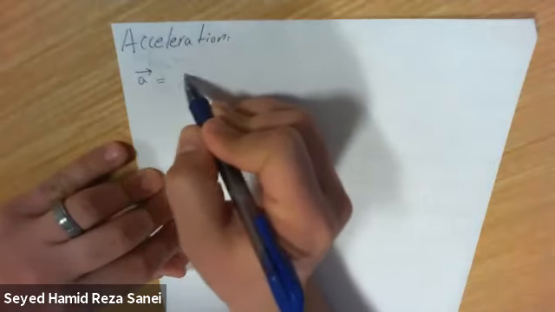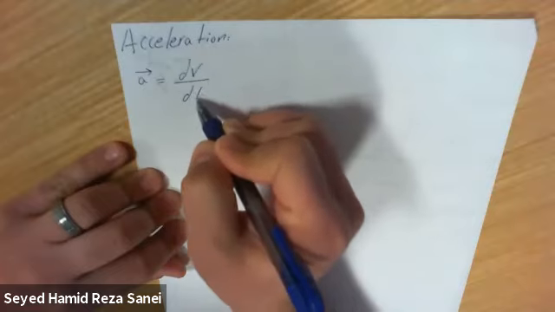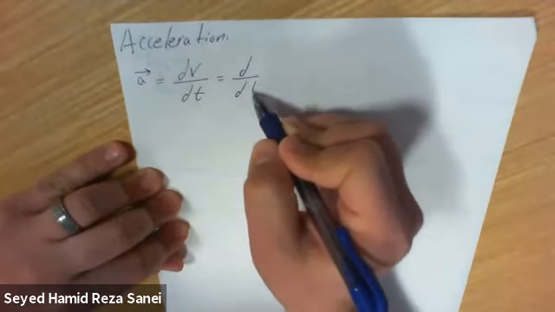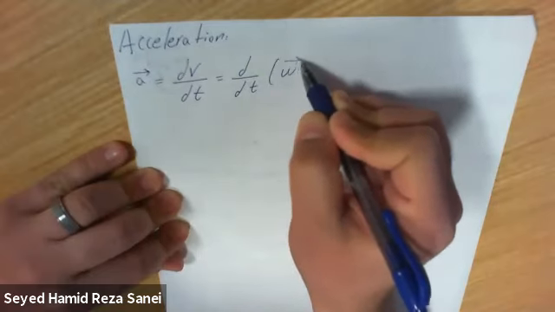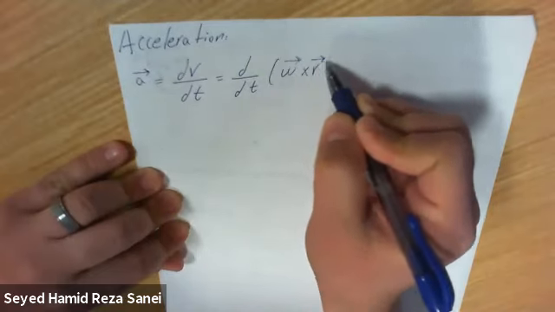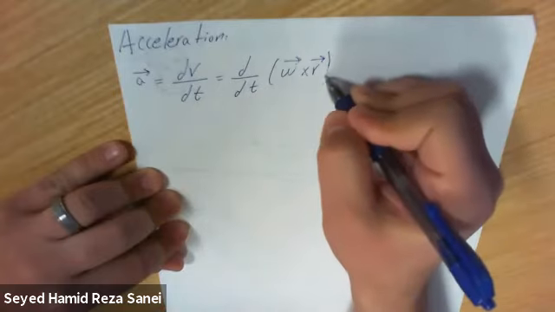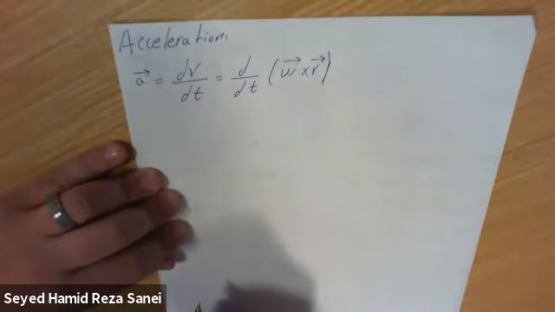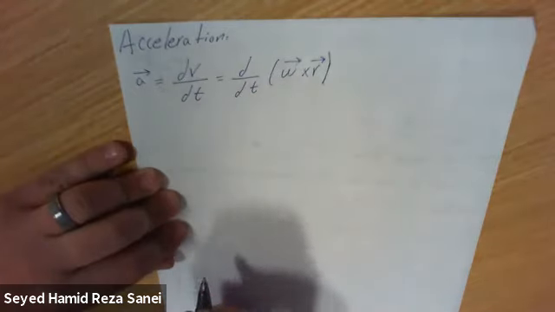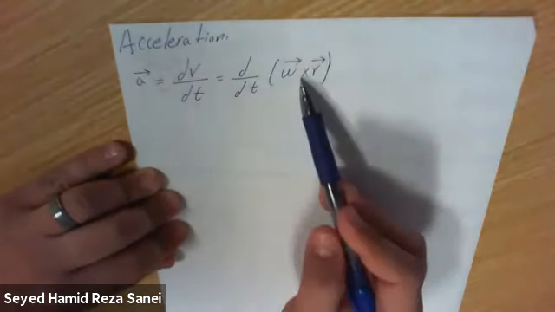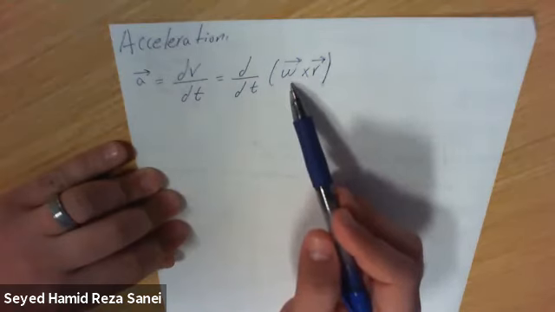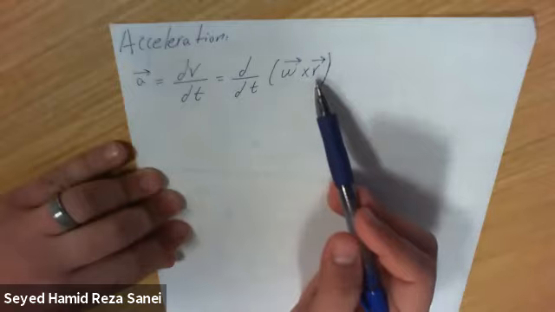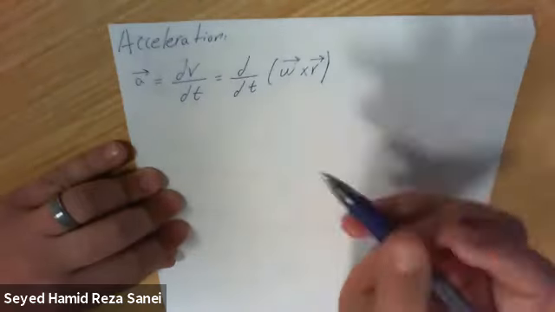Definition: A is dv over dt, the derivative of velocity over time. Velocity, we found, is proportional to angular velocity, so omega cross R. If I want to take a derivative, because I have two components, I have to take the derivative of the first component times the second one plus the derivative of the second component times the first one. So let's do that.